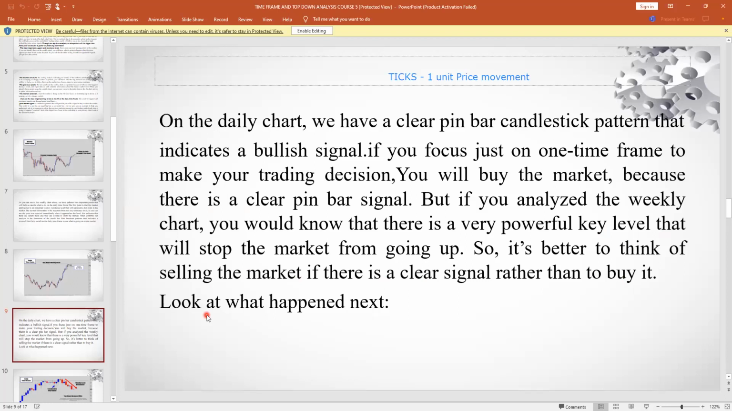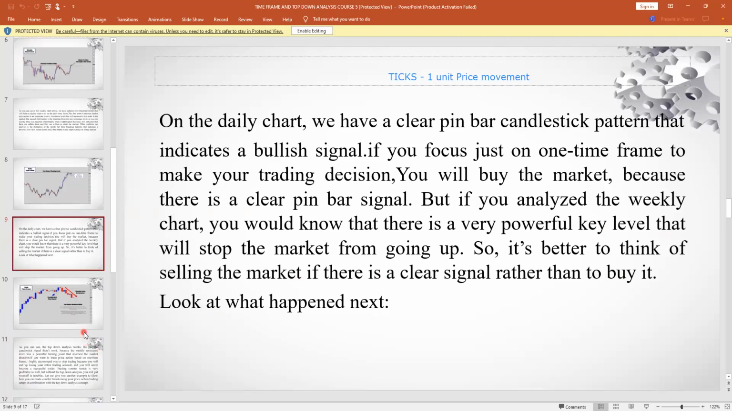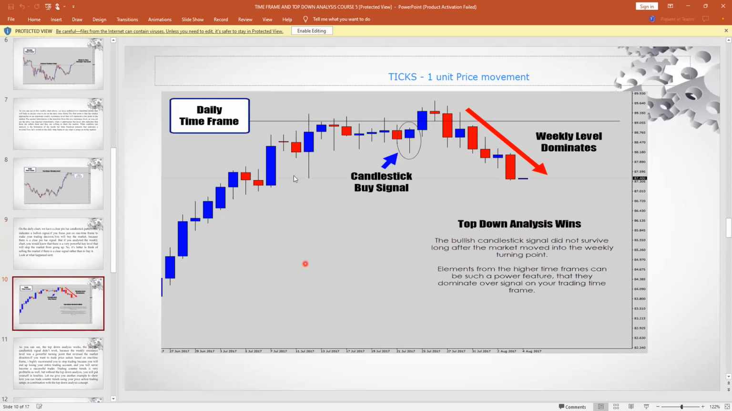that point. Okay, so let's look at what happened on the daily time frame. So can you see on the daily time frame, this was that pin bar. We had just one buy candle, all right, one bullish candle, and afterwards, can you see the weekly level took over, all right? The Jagaban on the weekly time frame took over, was shouting.